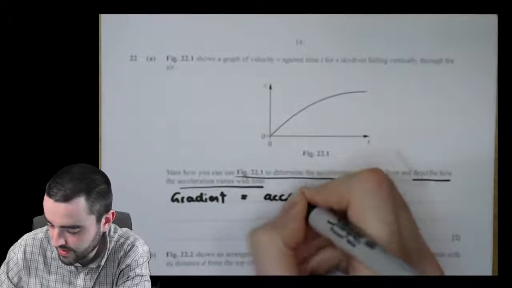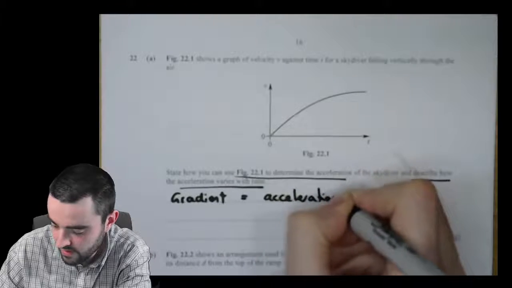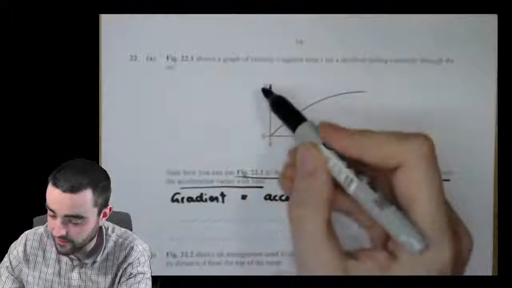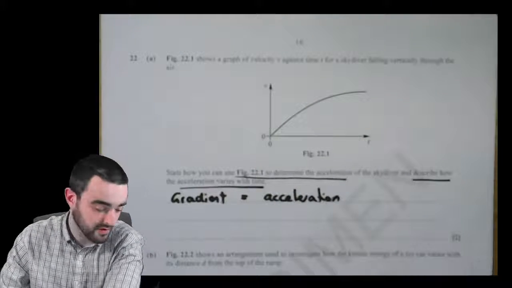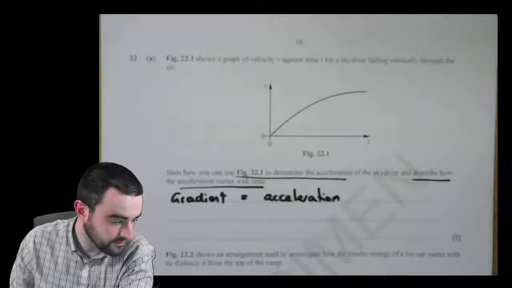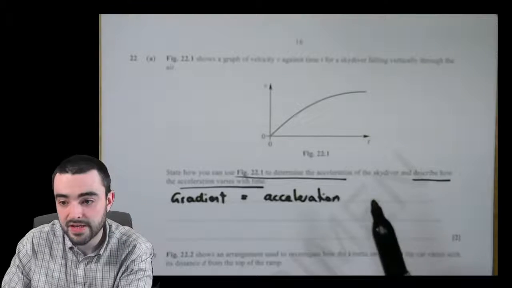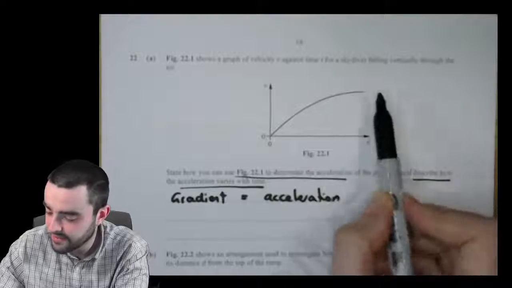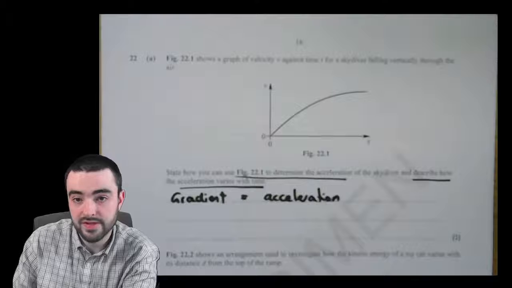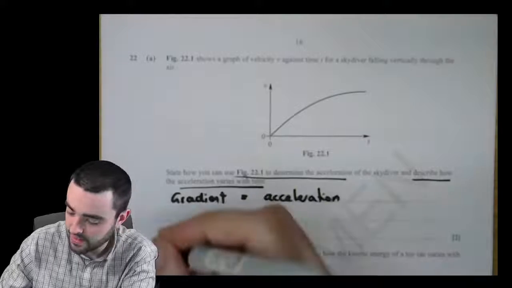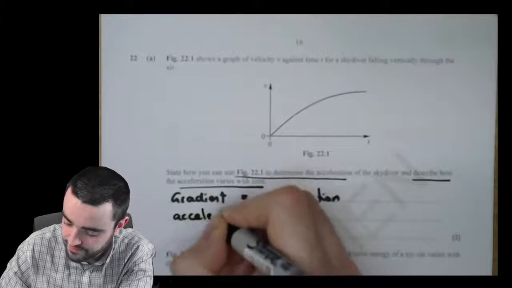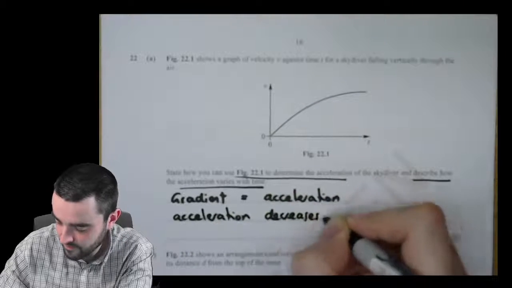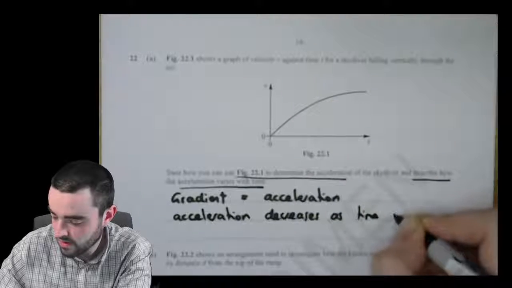equals acceleration, because acceleration is the rate of change of velocity. So if we're plotting v against t, it's going to be the gradient. And then all you're asking is, what happens to the gradient over time? The gradient is decreasing over time, therefore the acceleration is decreasing. So acceleration decreases as time increases.